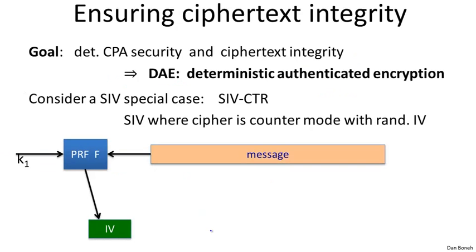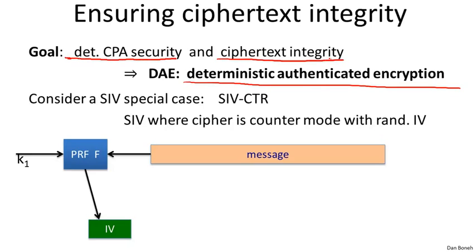Okay, now the really cool thing about SIV is that we get ciphertext integrity for free. In fact, we don't have to use a special MAC if we want to add integrity. In a sense, SIV already has a built-in integrity mechanism, and let me explain what I mean by that. First of all, our goal is to build what's called Deterministic Authenticated Encryption, DAE, which basically means deterministic CPA security and ciphertext integrity.